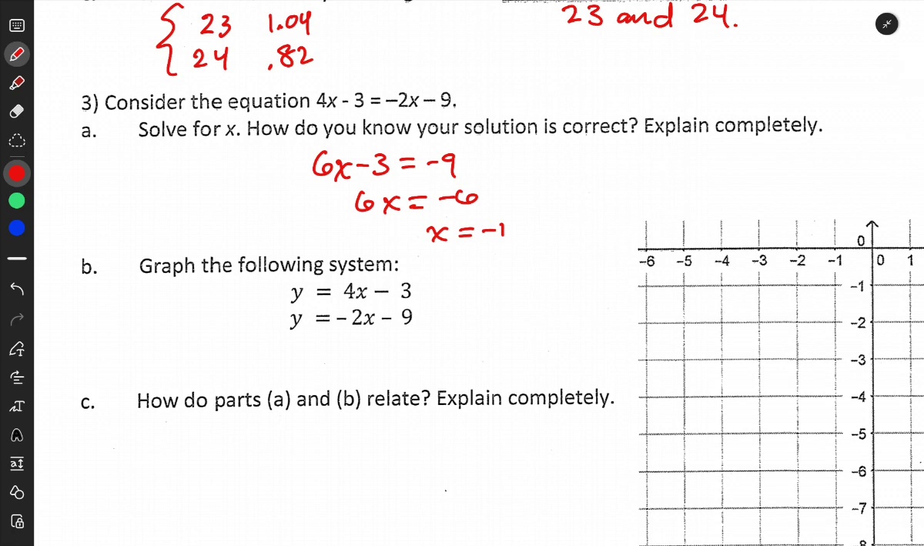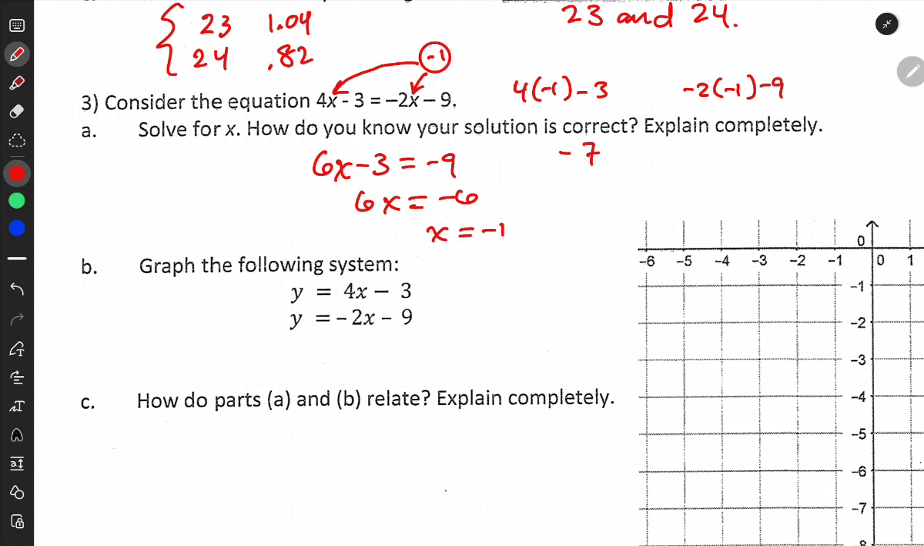And then it says, how do you know your solution is correct? Explain completely. Well, I suspect I will know if the following is true. If I take negative 1, which is my value of x, and I plug it into both sides of this equation, what I want to see is that both sides become the same. So on the left-hand side, I've got 4 times negative 1 minus 3. And on the right-hand side, I've got negative 2 times negative 1 minus 9. That left-hand side is going to be negative 4 minus 3, which is negative 7.